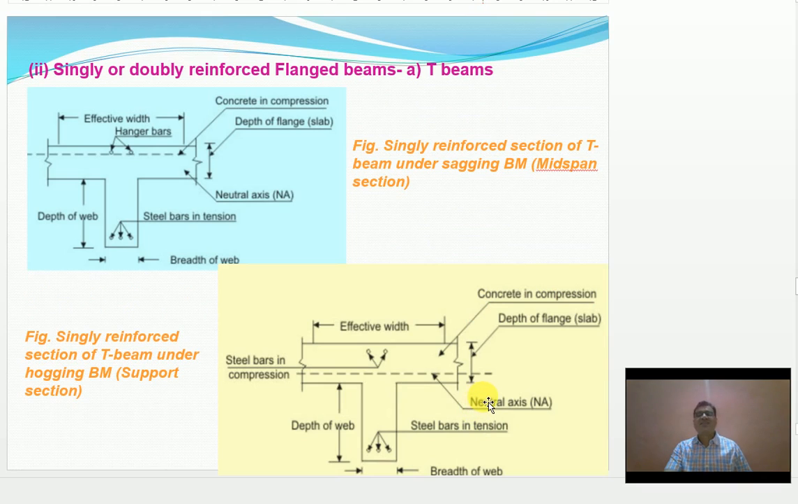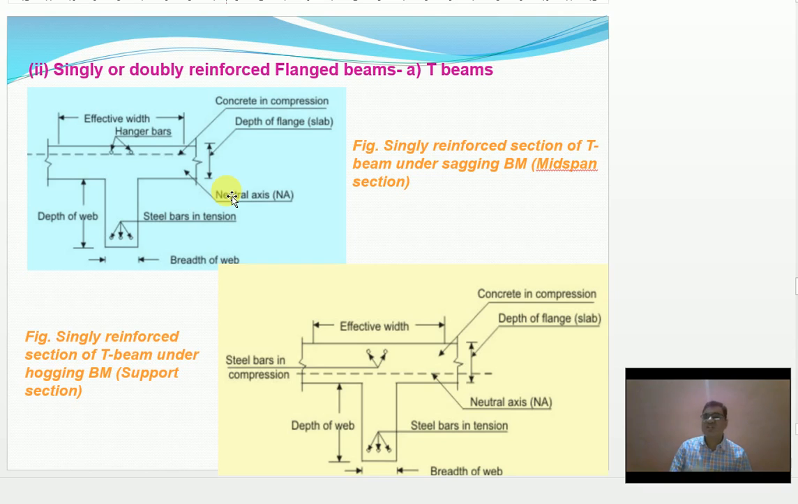Now the next slide is related to flanged sections. Particularly, there are two types, T beam and L beam. This flange, that means the part of the slab, is on the compression side, and the top portion of the beam is also under compression. Hence we can take the benefit of the concrete flange section, which is a large concrete area that resists compression, and obviously we get a very economical beam section.